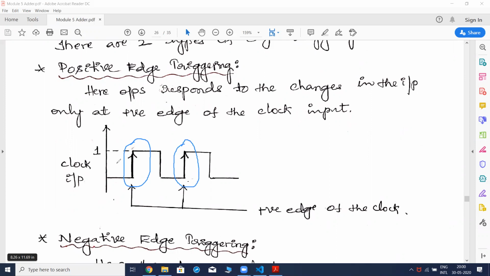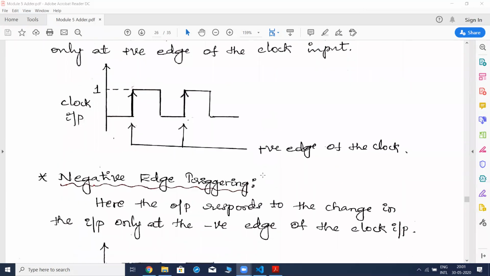So if the flip-flop changes its output according to the input that is given during these times, then that kind of triggering is called positive edge triggering. The clock is active, that means during this time only the flip-flops are going to be active. So this is called positive edge triggering.